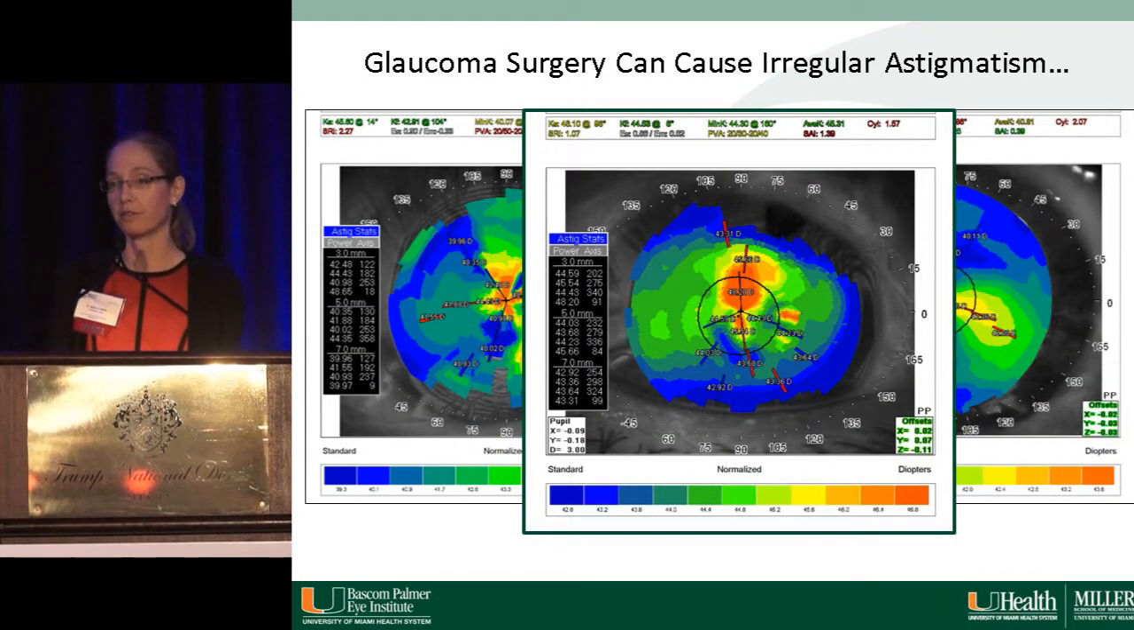So this is a topography of a patient that has an aqueous humor shunt, a tube in the right eye, and you can see how irregular the astigmatism is, and the left eye does not.